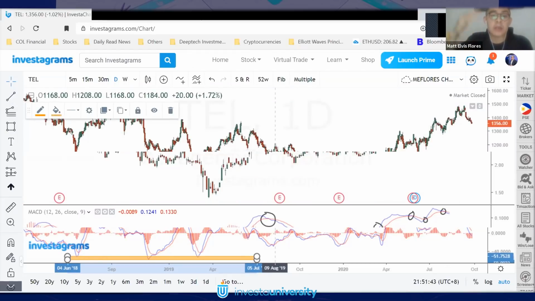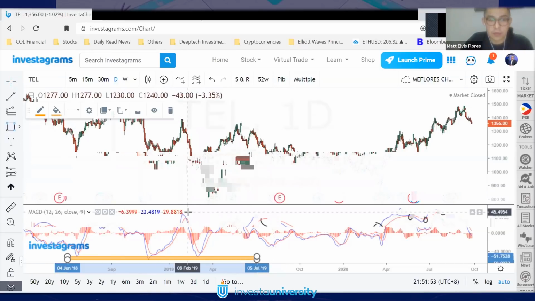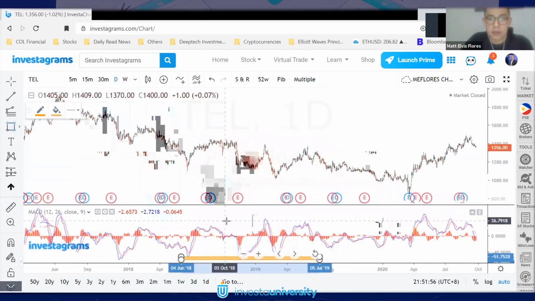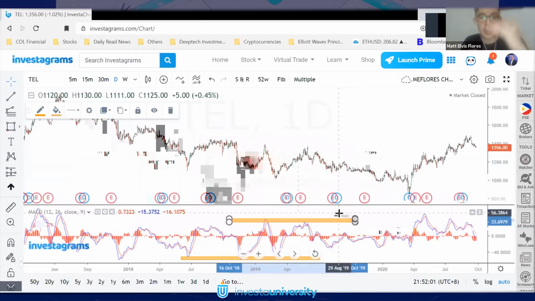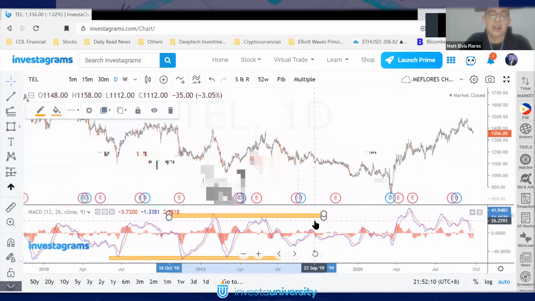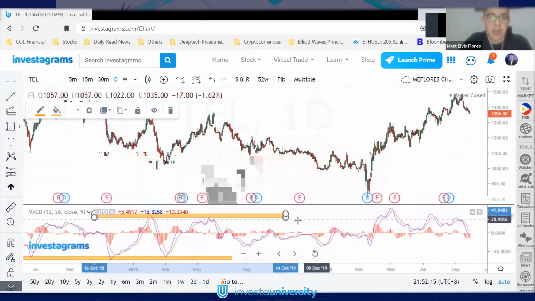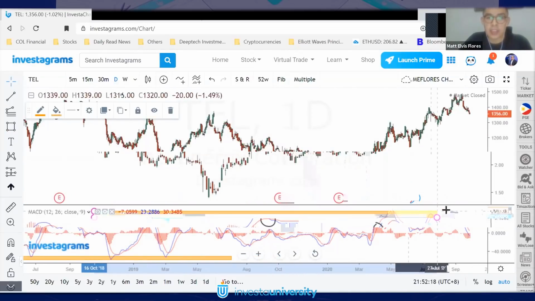Diba? And every time naman nag-overbought yung MACD line mo, doon naman siya nagre-reverse pababa. Diba? So makikita mo here. Kita mo yung application na pumapasok pa rin dito na yung support and resistance, diba? Kasi you have your resistance level using MACD line. You have your support level, which is an oversold condition, using MACD line as well. Diba? So makikita mo dyan, no?